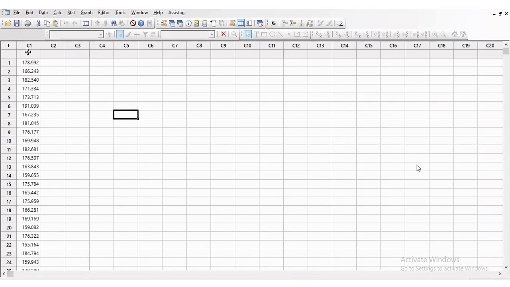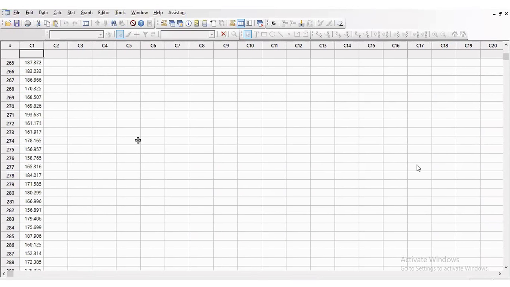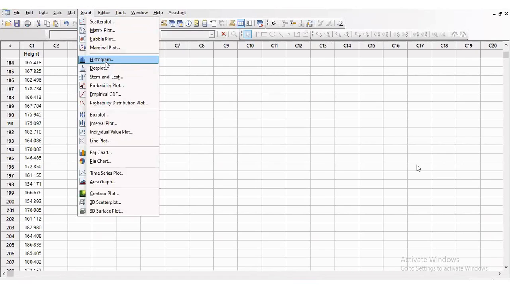Look, this is the height data. How many observations did I collect? Some 10,000, I don't know, whatever it is. So let's say this is height. This is my X. Let us study the graph of this.